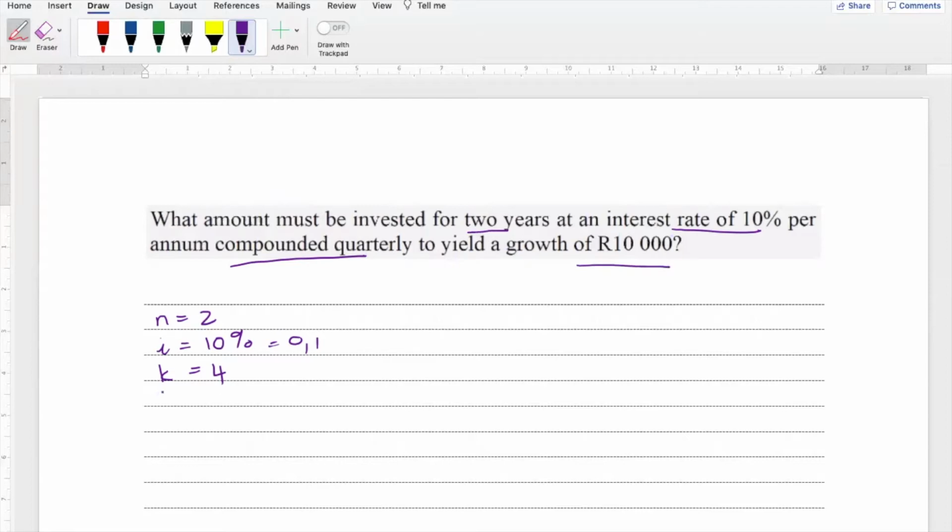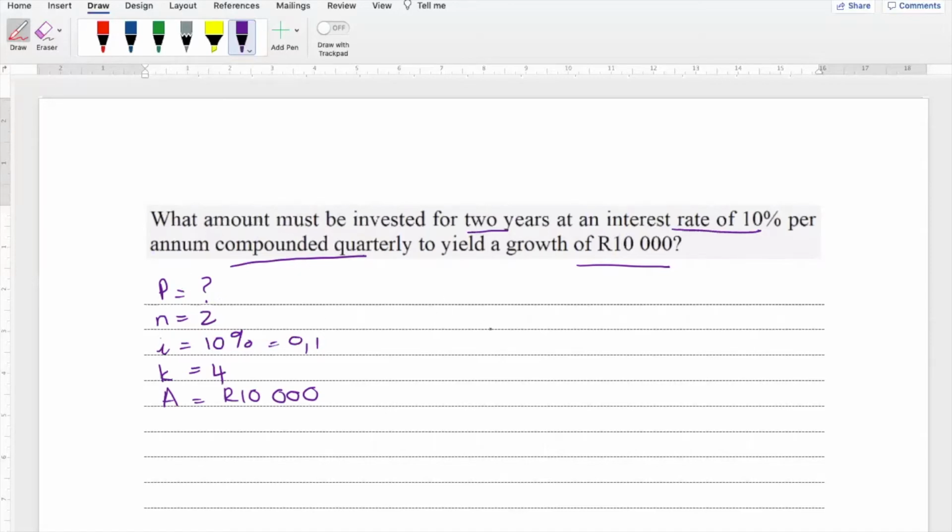All right. So if I wanted to yield a growth of that, that means I wanted to accumulate to 10,000, which means that this, what amount must be invested? Well, then they're asking me to find the principal. Okay, I like to write this little setup for all of my finance questions. It's a quick way for me to see what I have and what I'm missing.